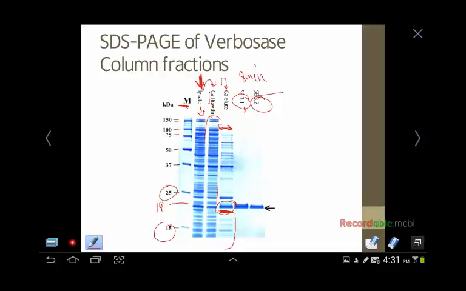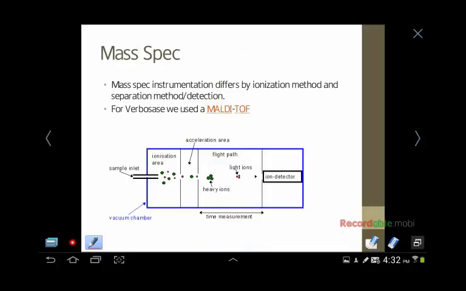And indeed, look at this beautiful clear band. So that 8-minute peak, I collected 2 different fractions of, and so I wanted to run both fractions. And both, as you can see, are very pure. We do not see any other protein bands. And based on the intensity of this band, I can say that we have a very good concentration or lot of pure, beautiful verbosase. This is awesome. Great science, guys. Now, we want to further identify the molecule.